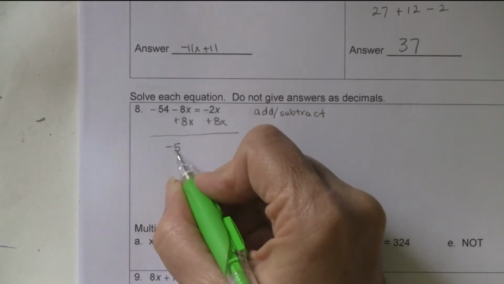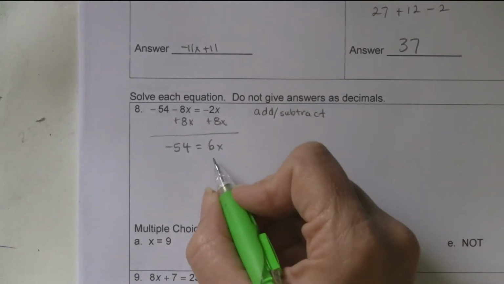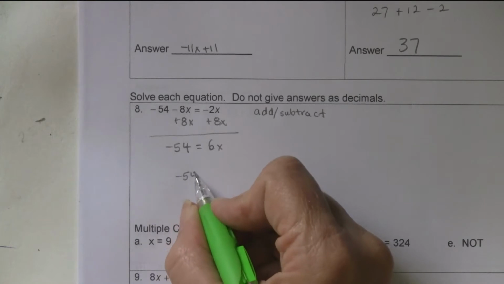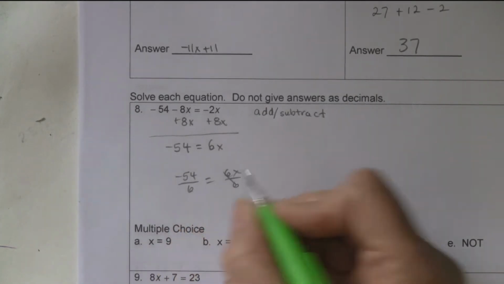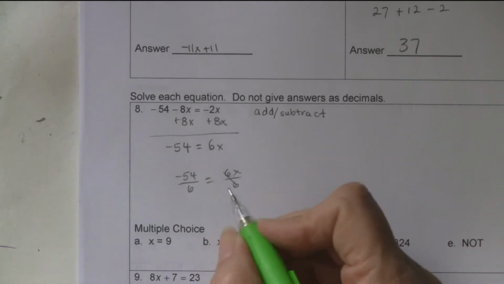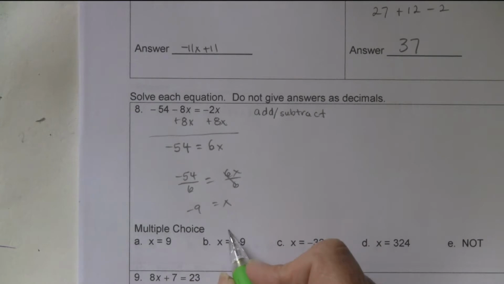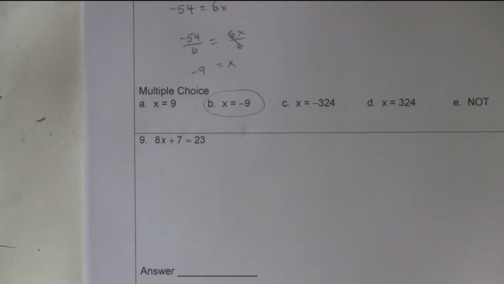So I'm going to have negative 54 equals 6x. And then I'm going to be dividing by 6, so that'll be my last step. So negative 54 over 6 equals 6x over 6, so that just gets x. So that's going to be negative 9. So x equals negative 9 is the answer there. That one was multiple choice.